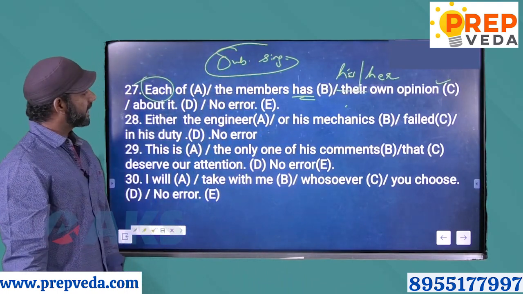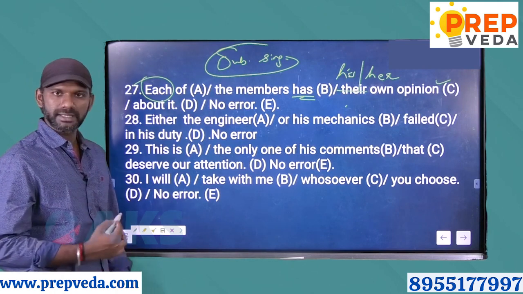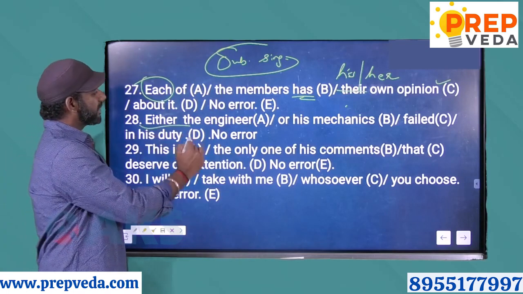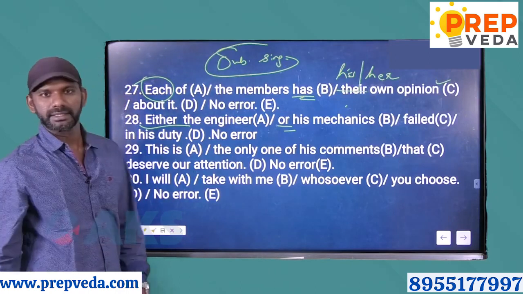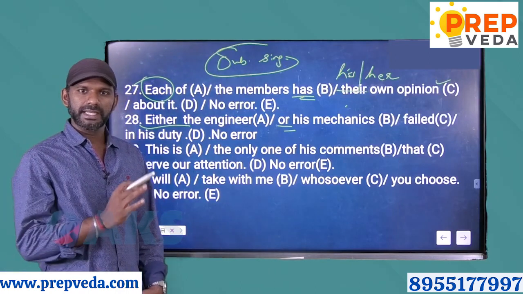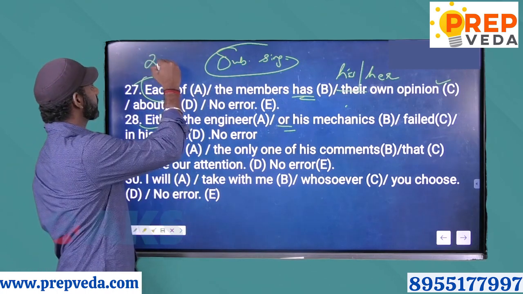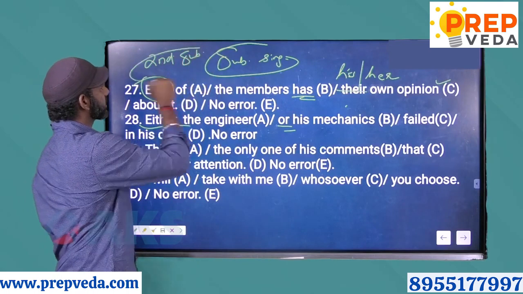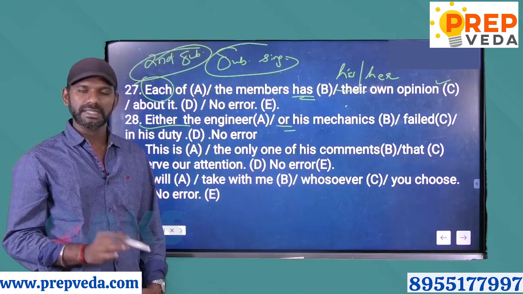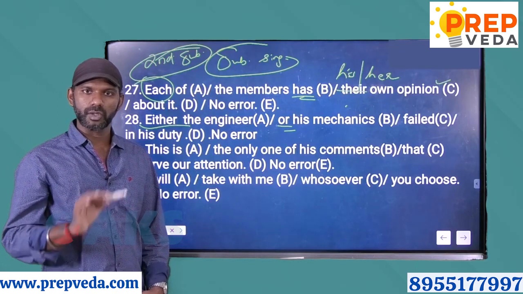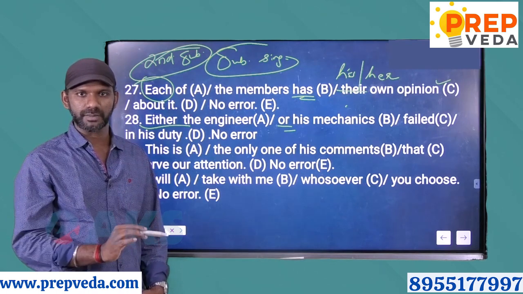Next one. Either the engineer or his mechanics failed in his duty. Either the engineer or his mechanics. The rule that we discussed in the case of subject-verb agreement: either or, neither nor, not only but also. The rule says, give importance only to the second subject. If the second subject is singular, the verb and the pronoun must also be singular. If the second subject is plural, the verb and the pronoun must also be plural. That's the rule. Either or, neither nor, not only but also. Focus only on the second subject.